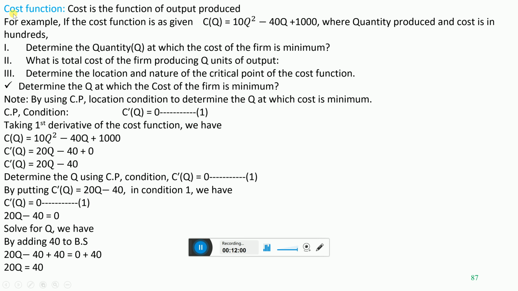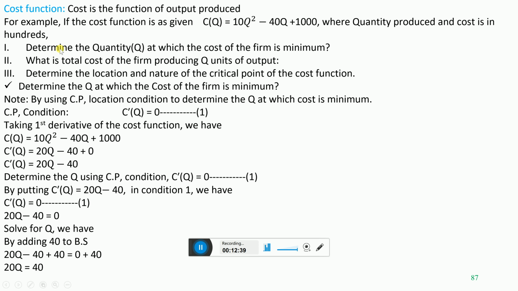Now let me proceed toward the cost function. Cost is a function of the output produced. This means that if the company produces more and more, the cost of the company will increase. For example, if the cost function is as given, cost is equal to 10q square minus 40q plus 1000, where q is the quantity produced and cost is in hundreds, meaning the output produced will be measured in hundreds of units and cost also will be measured in hundreds of units.